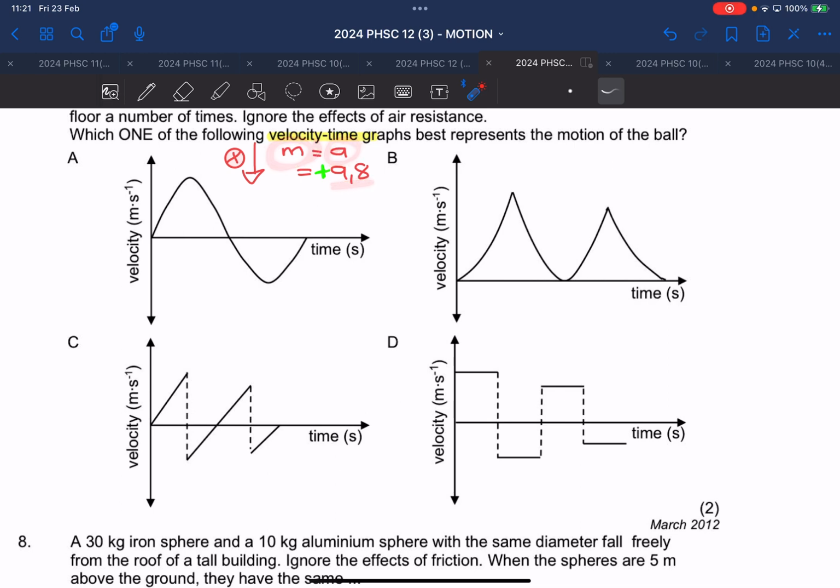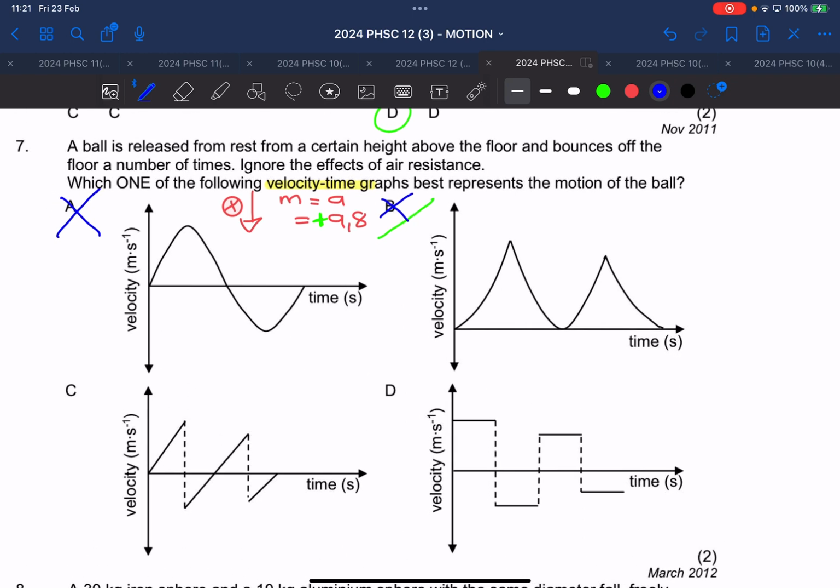Okay? So we're thinking this. Immediately A and B are gone because their gradient is wiggly. Why is it not D? This tells you the velocity is the same, not that the acceleration is constant. The velocity is 10, and then the velocity is negative 10, and then 8, negative 8. It's not that. The velocity changes because the ball goes slower, faster. And it tells you it's from rest. The ball's dropped from rest.